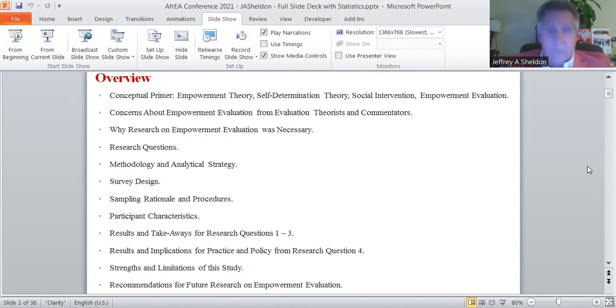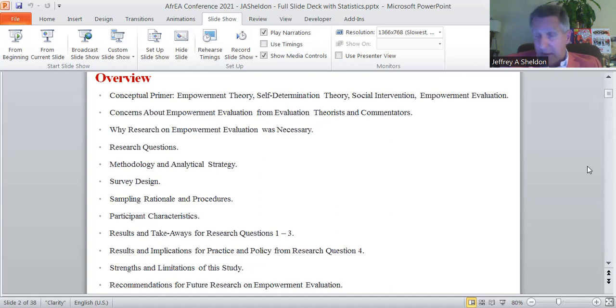Here's the little overview. I want to do a conceptual primer on what empowerment theory is, what self-determination theory is, what a social intervention is, and then talk a little bit about empowerment evaluation, kind of break it down. Then we're going to talk about the concerns about empowerment evaluation from the evaluation theorists and commentators.